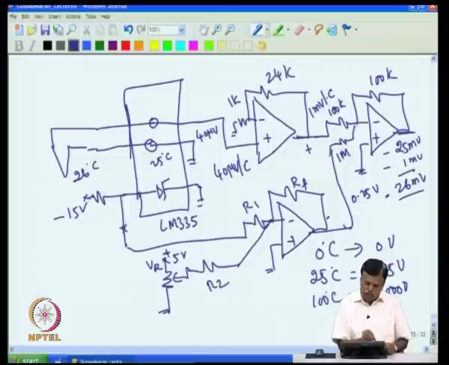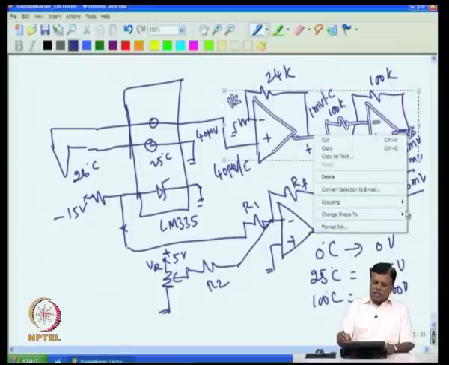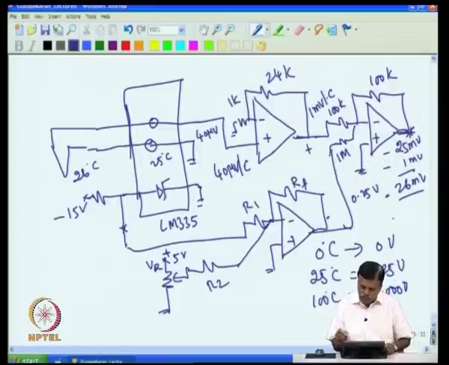So that 26 degree junction temperature correctly appears at this output. So this is how the ambient temperature compensation is done, and you get at this point voltage corresponding to the temperature, including the junction temperature.